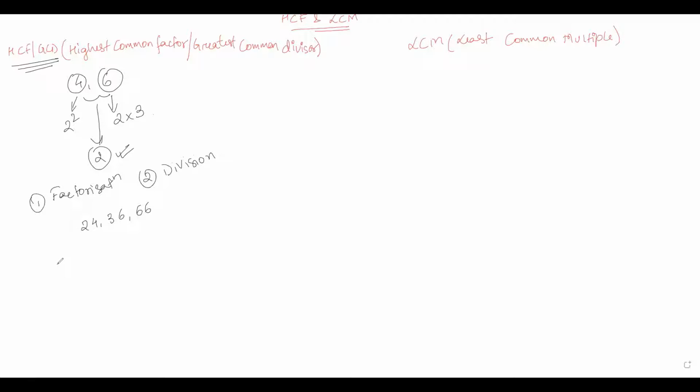So let us first try to see the factorization method. If we take the factors of 24, this would be nothing but 2 cube times 3. In a similar way, the factors of 36 would be 2 square times 3 square. And the factors of 66 would be 2 times 3 times 11. So to calculate the HCF of these three numbers, that is 24, 36, and 66, I need to check the factors which are present in all these three numbers.